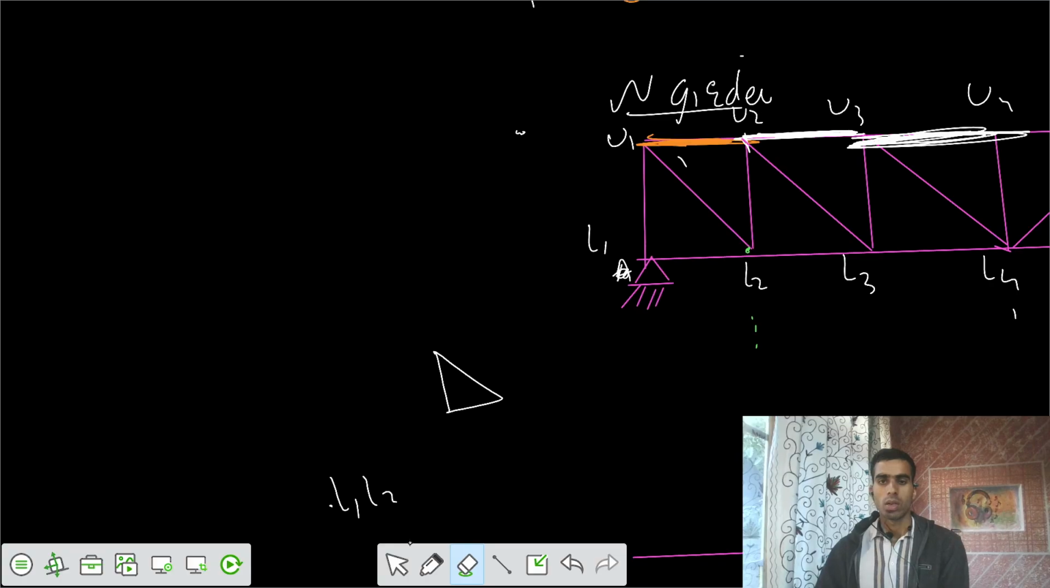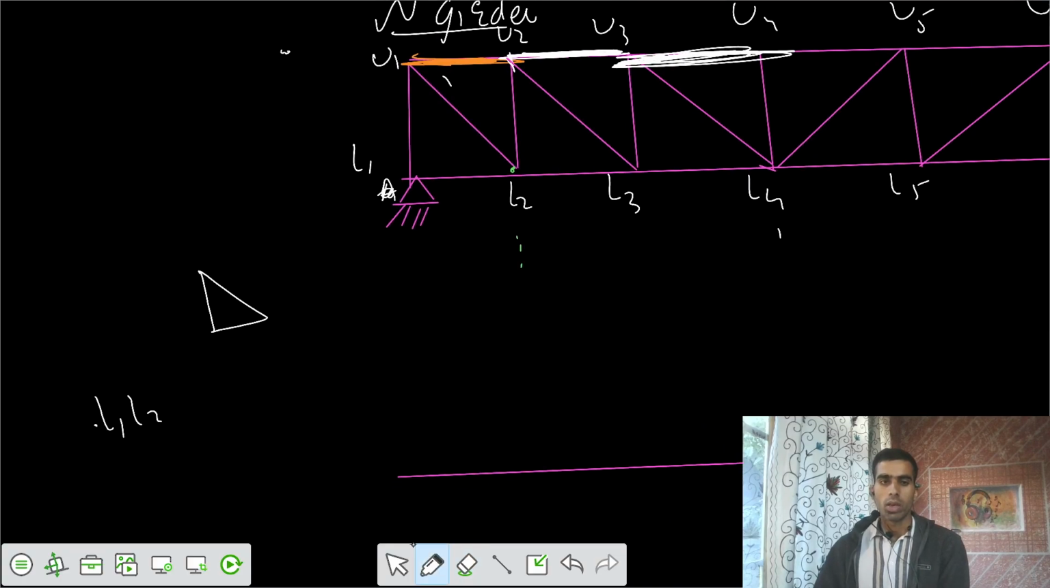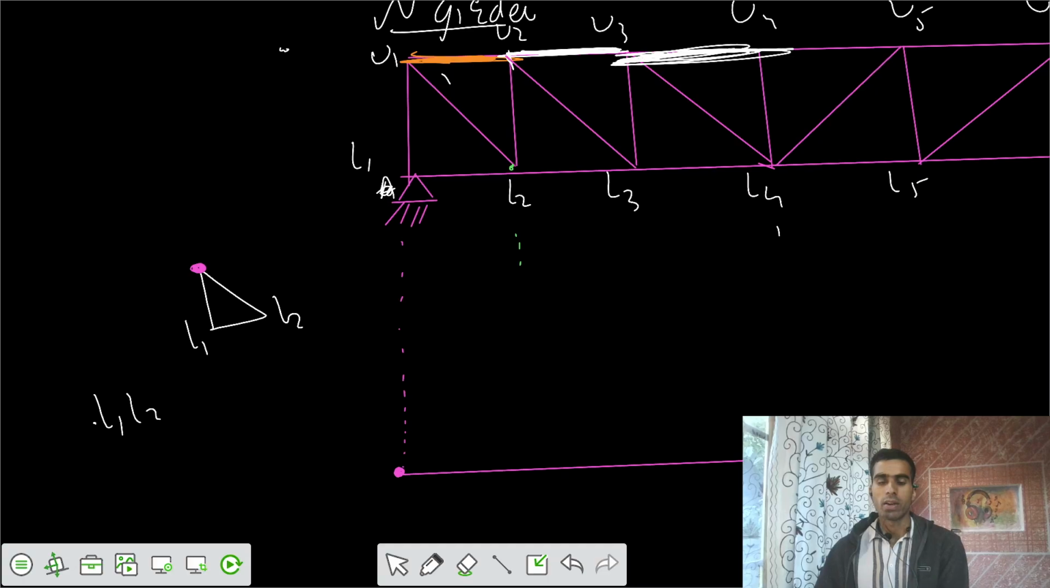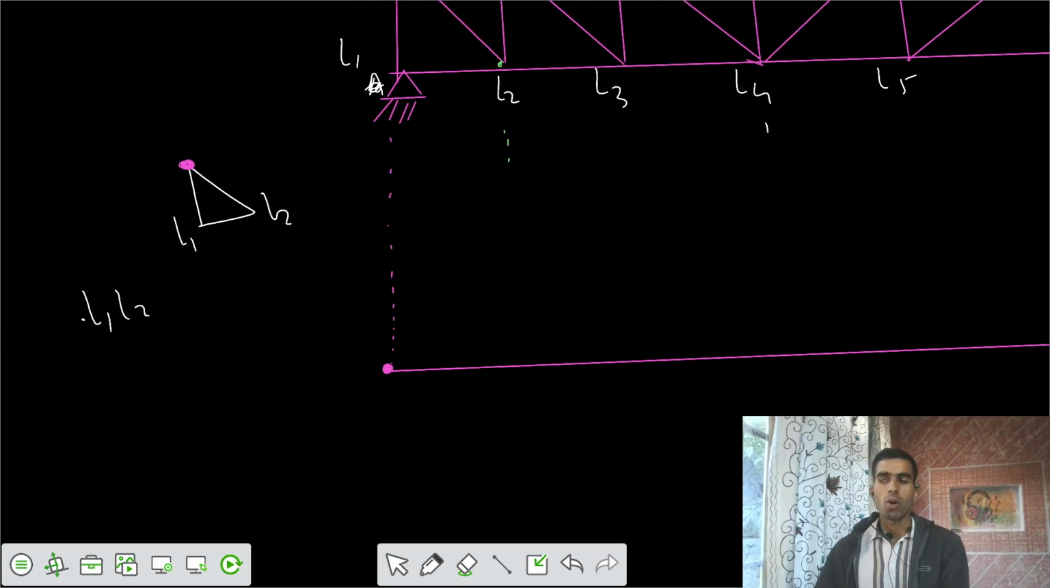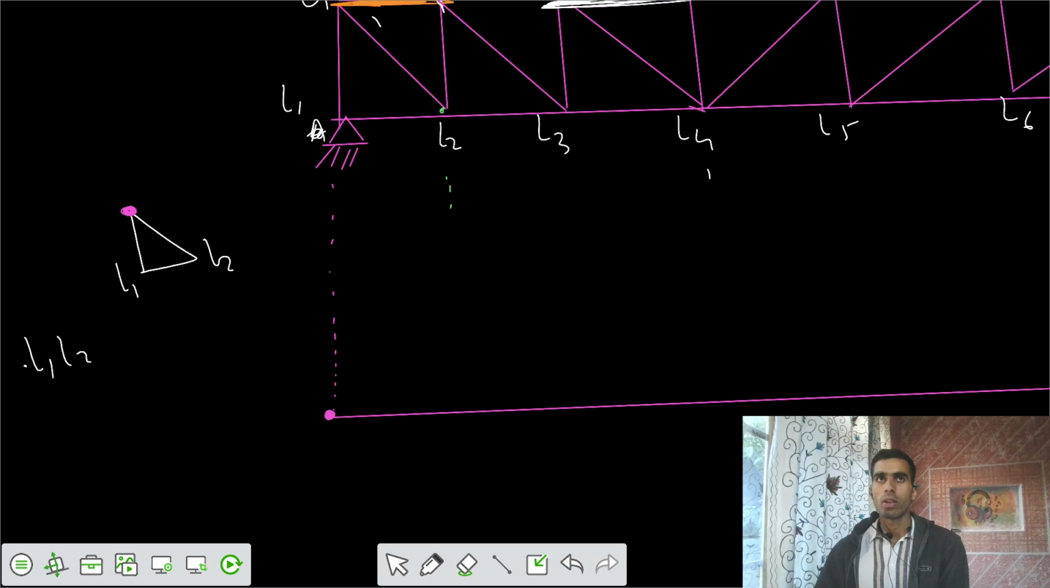Now if this is L1, L2, what is the opposite joint we have? I would say this is the opposite joint. That means the peak develops at this point itself. Now if this is the critical location, only one peak gets developed. If only one peak gets developed, how can you join that?